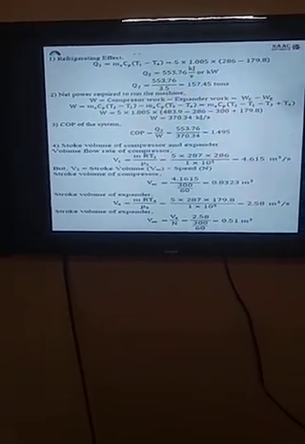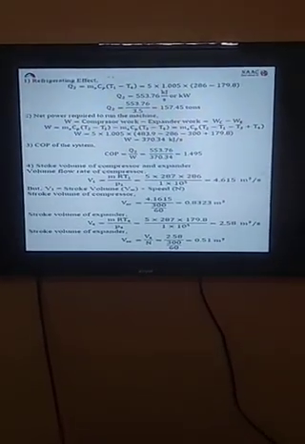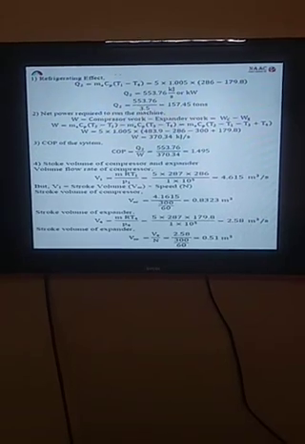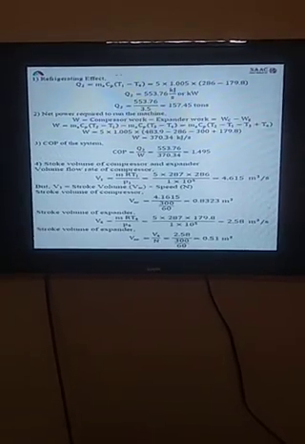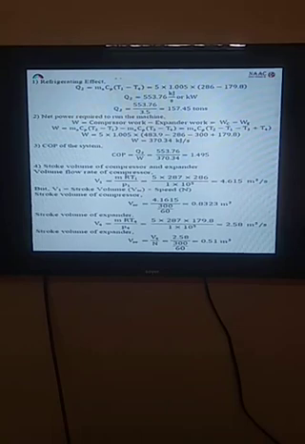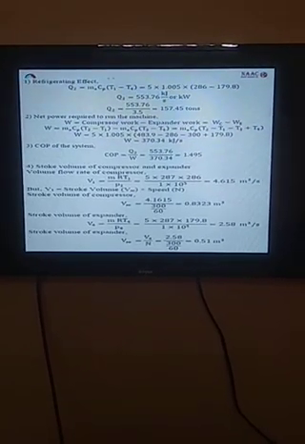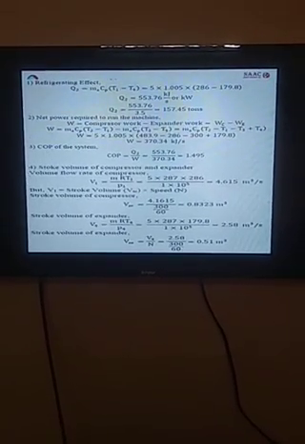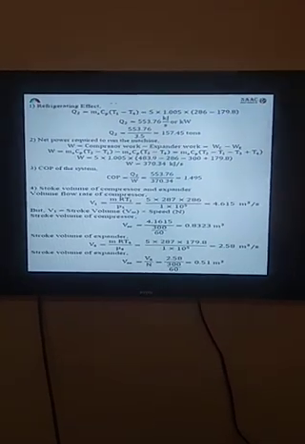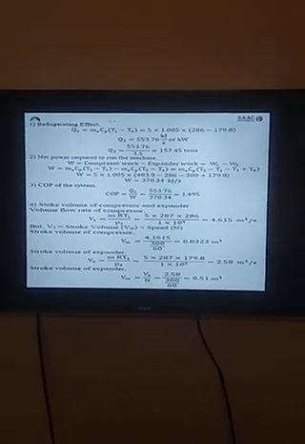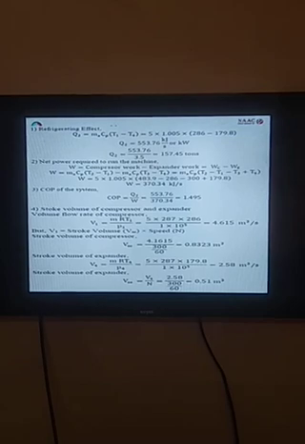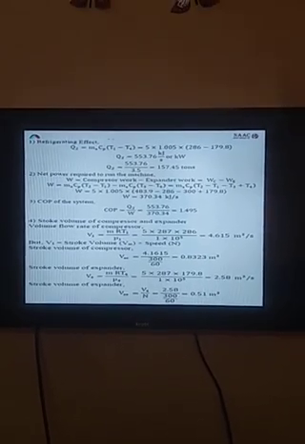If we substitute all the values in this particular equation, the final work done or the power requirement is calculated as 370.34 kilojoule per second. The coefficient of performance, the next parameter, is calculated as refrigerating effect upon work done. So it is Q2 upon W.